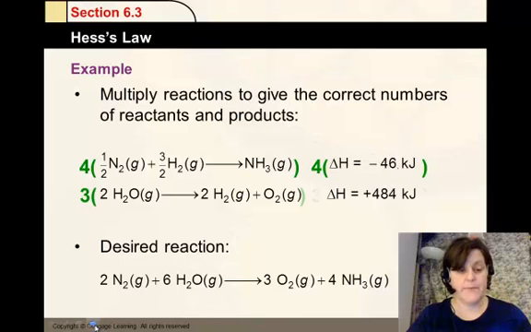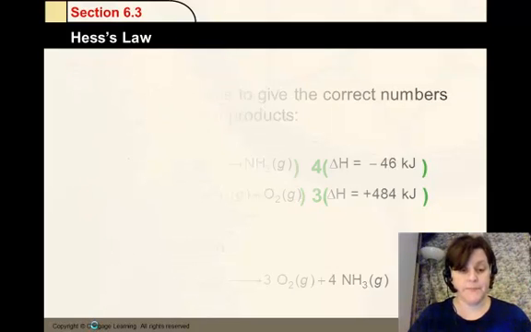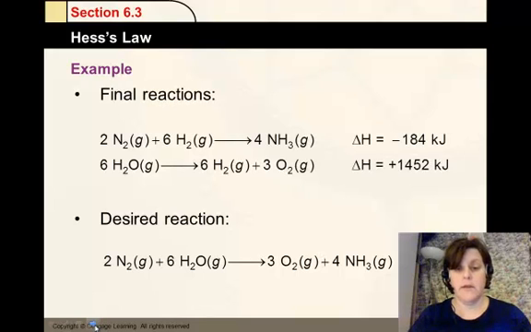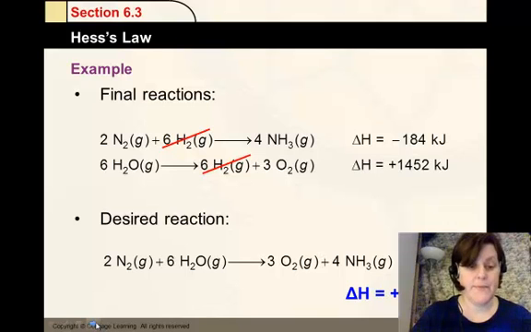What about the other one? Well, that we have to multiply by 3 because we want to get 6. Therefore, the delta H is multiplied by 3. Notice when I multiplied, I get these numbers. Notice how the hydrogens will cancel. And in the end, what do we have? Delta H of 1,268.